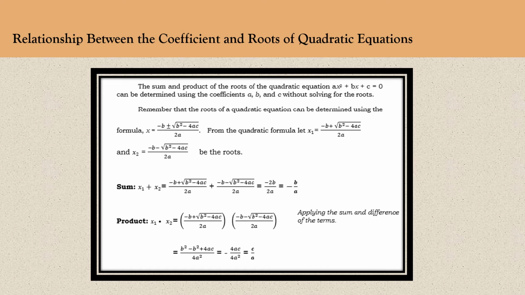The sum and product of the roots of a quadratic equation ax squared plus bx plus c is equal to 0 can be determined using the coefficients a, b, and c without solving for the roots. Yes, class, you heard it right. Ang ingon niya, without solving the roots. Katong ganina, gisolve pa man nato ang roots, di ba? Pero sa inyong module, you can actually find the sum and product of roots by simply using this relationship without solving.